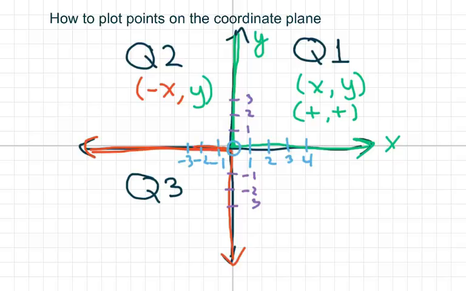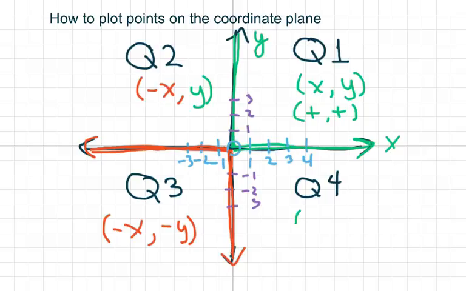my x here is negative, so I'm negative x, but my y is negative as well. So this is the negative x, negative y. So in quadrant 3, we have both negatives. Now in quadrant 4, go back around. My x is positive, but my y portion is negative.